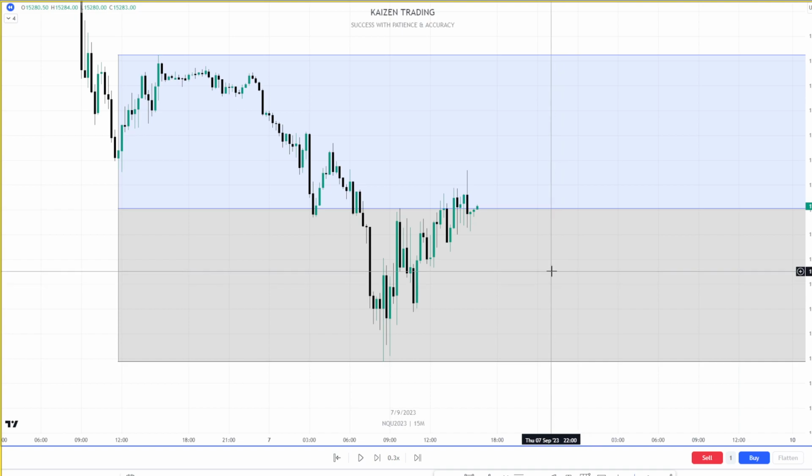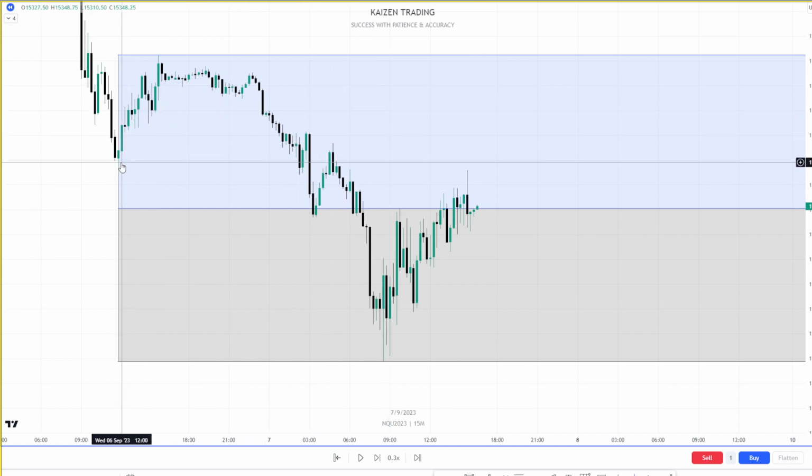We're going to make a quick video on imbalances and liquidity, and this is going to continue on with what we talked about in the notes above in Notion. So let's get started. Okay, we're looking at Thursday's range that was created.